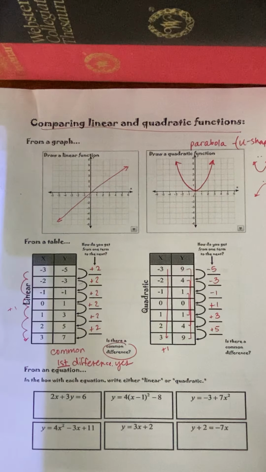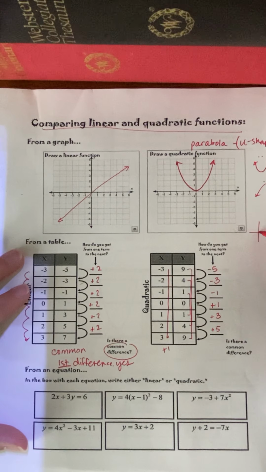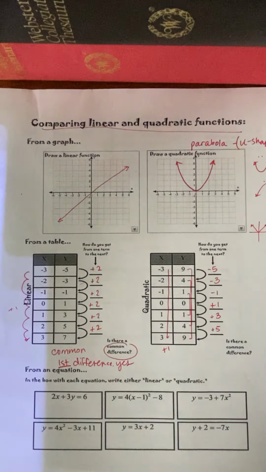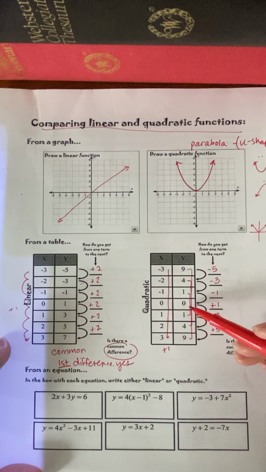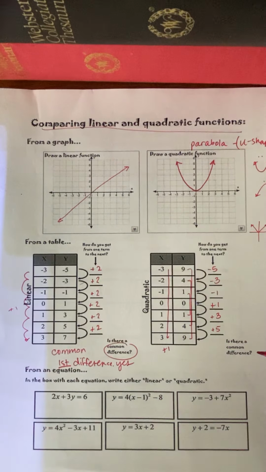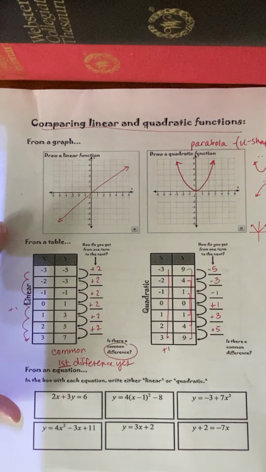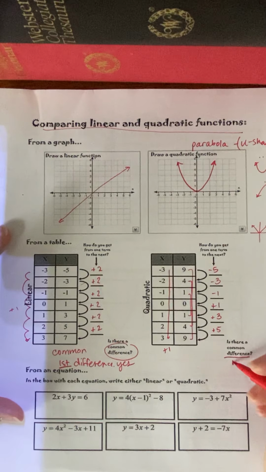Sometimes. Problem is, symmetry is also a feature of an absolute value function, which looks like just a V. And so you can't always assume that because these are symmetric around a point, this 0, that it's quadratic. But it's a good thing to look for. All right, so anyway, is there a common difference?